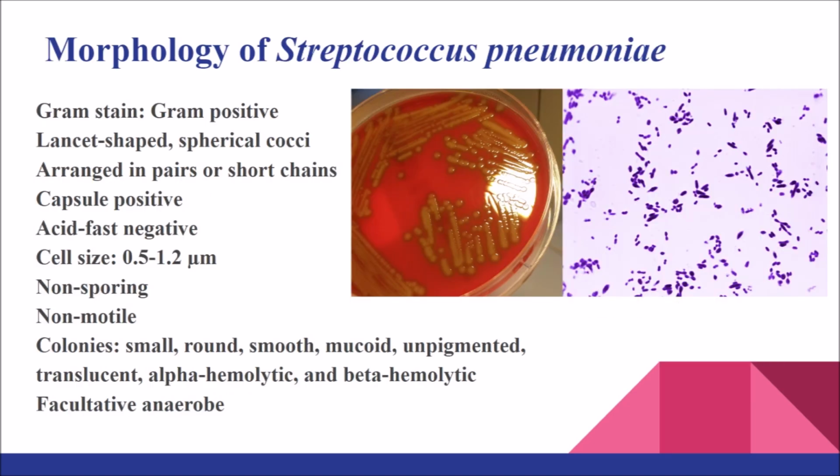Morphology of Streptococcus pneumoniae. Gram-stain positive, lancet-shaped spherical cocci, arranged in pairs or short chains. Capsule positive, acid-fast negative, cell size 0.5 to 1 micrometers. Non-sporing, non-motile. Colonies appear small, 1 to 3 millimeters in diameter, round, smooth, mucoid, unpigmented, and translucent.